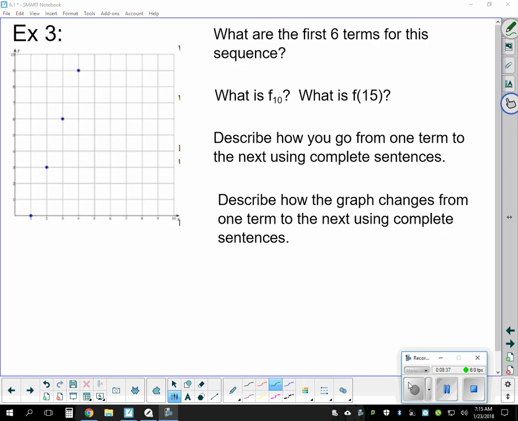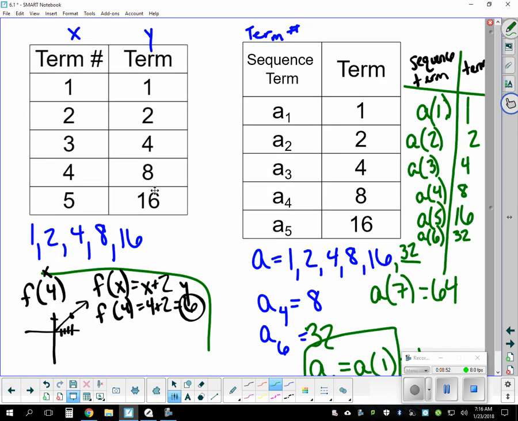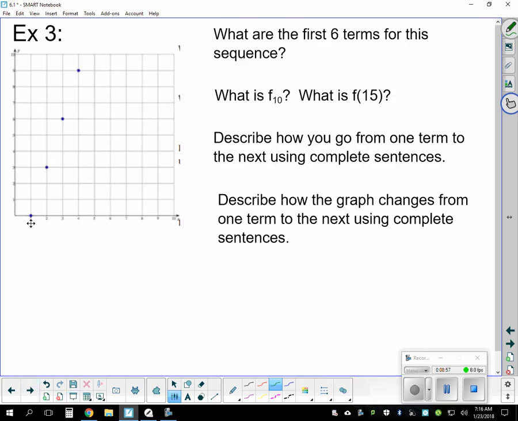Okay, an example here. You have a graph. Hopefully you can read it a little better on your packet. You're just counting by ones on each axis. What are the first 6 terms for this sequence? So just like I mentioned back here, we're really dealing with x's and y's. We can go ahead and put it on a graph. So here, our x value is 1. Your x values are really just your term numbers. Okay, so those are your A sub 1s or your A of 1s.